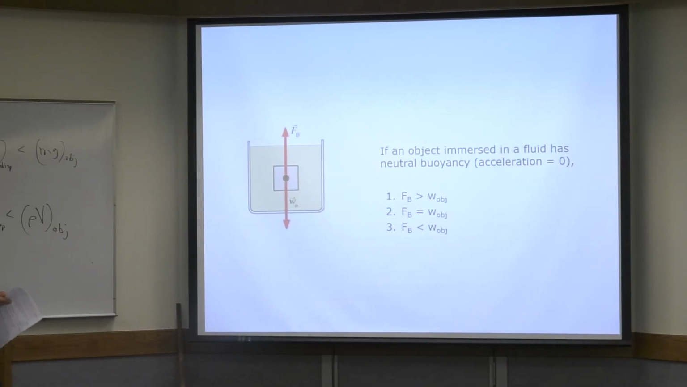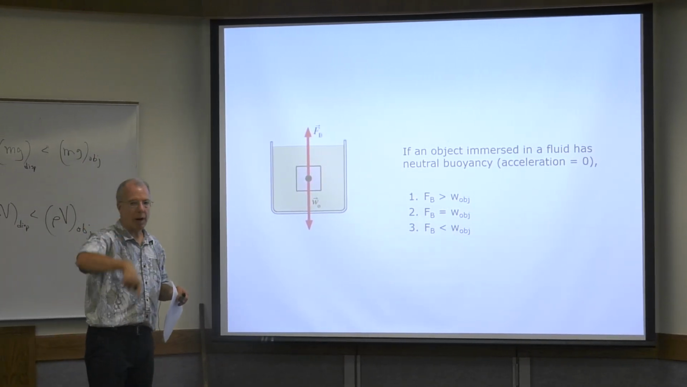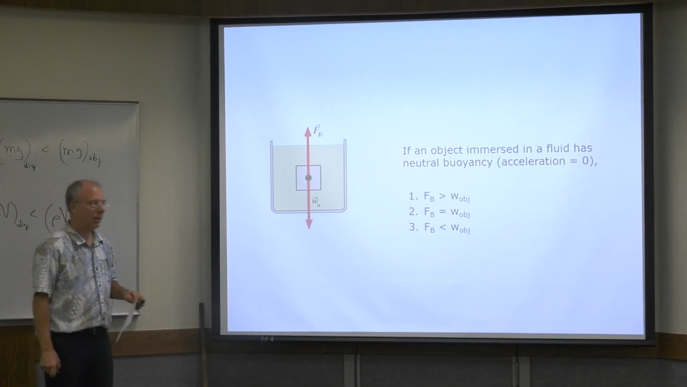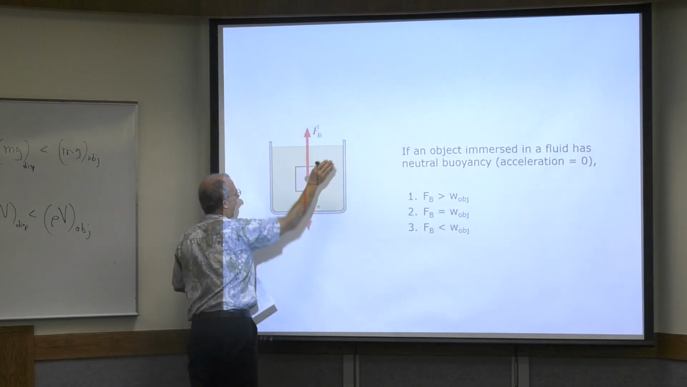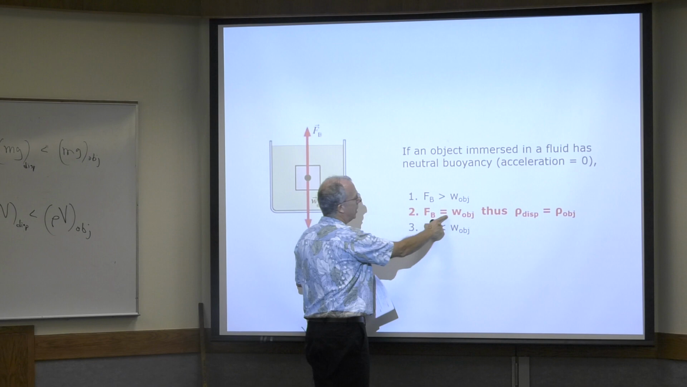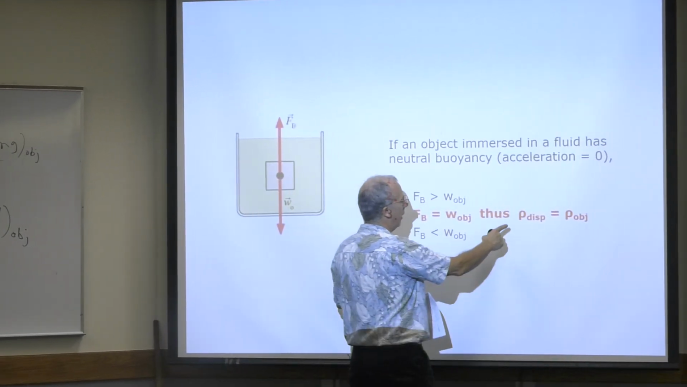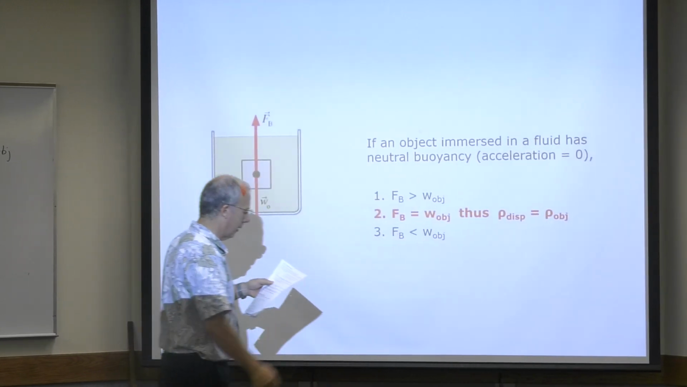Okay, if an object immersed in a fluid has neutral buoyancy, that means it doesn't rise or sink, the acceleration is zero. What's true about the forces? Well, again, Physics 121, right? Equilibrium, that has to equal that. So the buoyant force equals the weight of the object. You can repeat that, and you'll see that the density of the displaced fluid equals the density of the object.